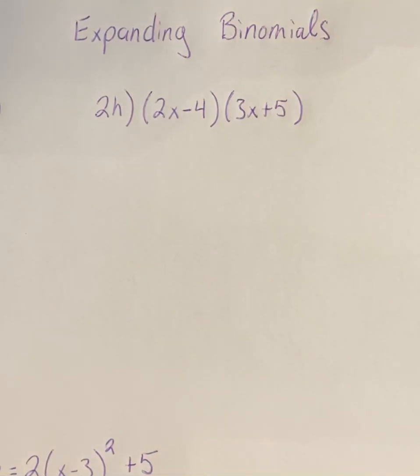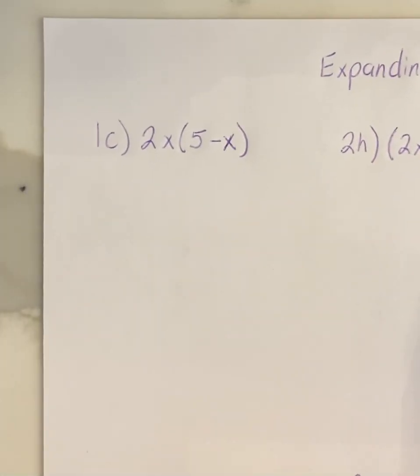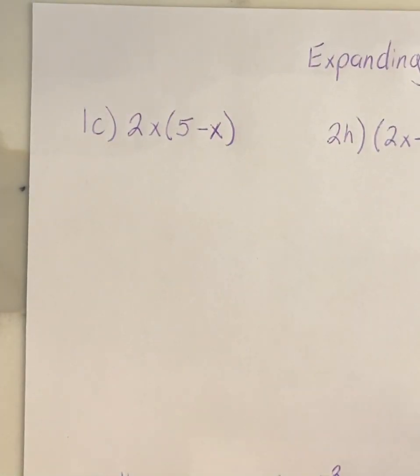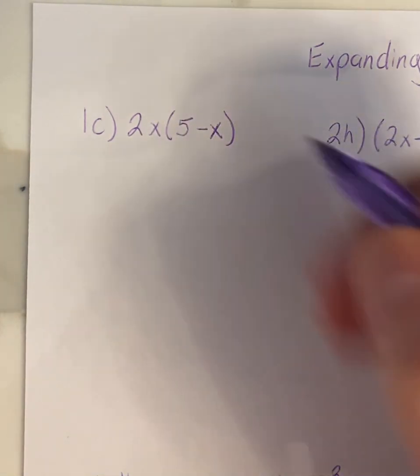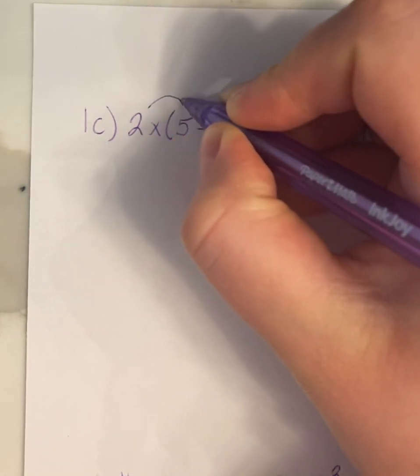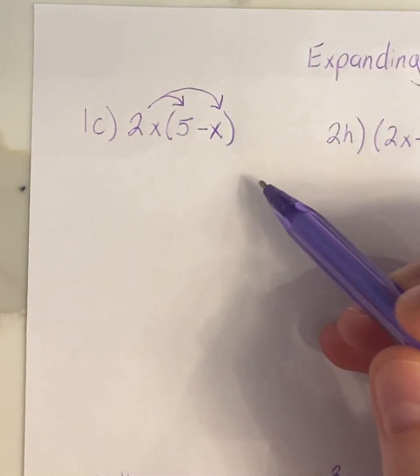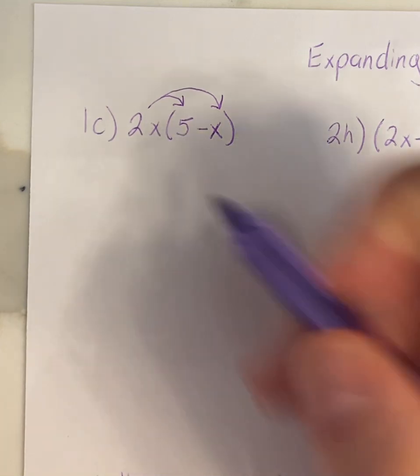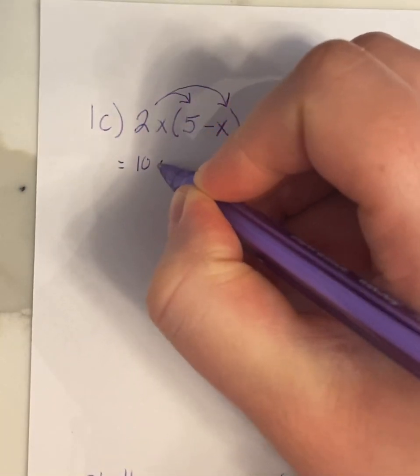All right, so I am going to go over a couple of examples for expanding binomials. So I'm going to start with 1C from your worksheet. So in this case, to expand, I'm going to show you two different ways to do it. So we've got the first way where we're just going to give this piece to each of the next pieces. So that's 2x times 5. So my next line gives me 10x.